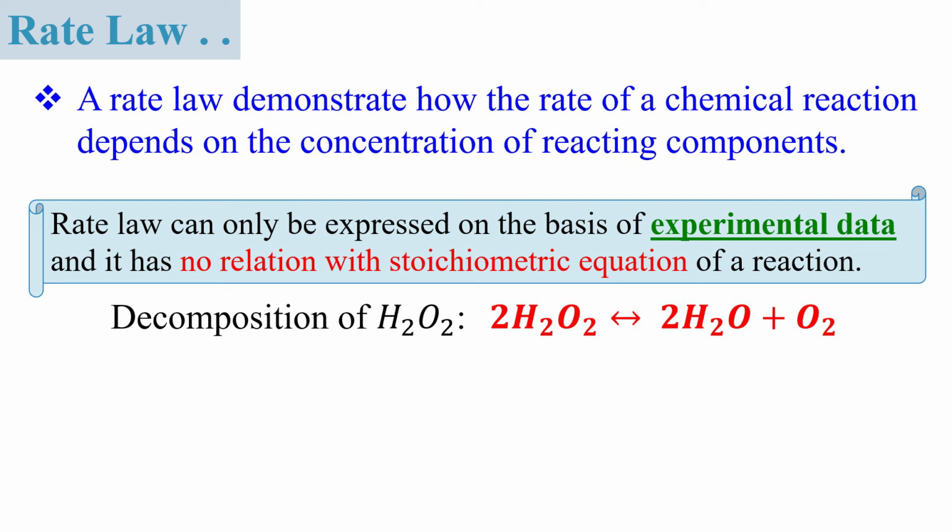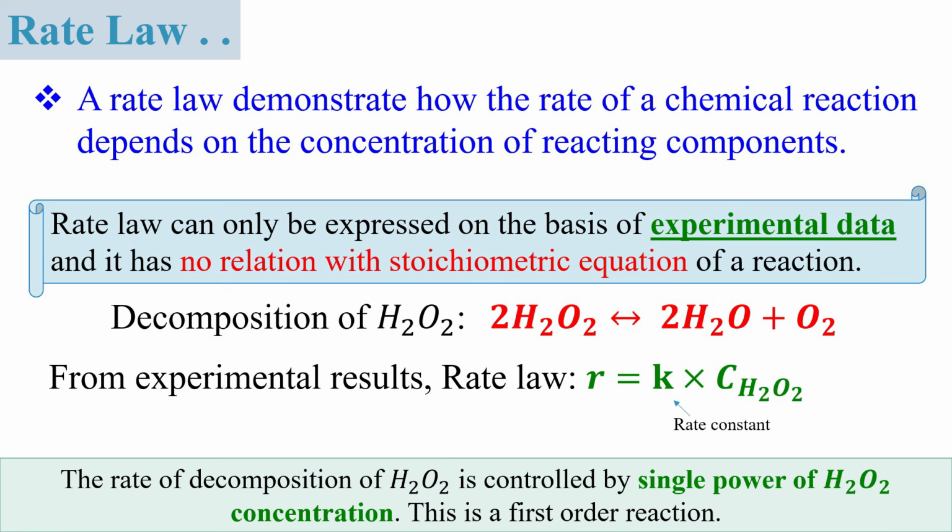In the decomposition of hydrogen peroxide, 2 moles of hydrogen peroxide decompose to form 2 moles water and 1 mole oxygen. But experimentally it was found that the rate of decomposition of hydrogen peroxide depends on the single power of hydrogen peroxide concentration, and this is a first order reaction. I will discuss later about the order of a reaction.